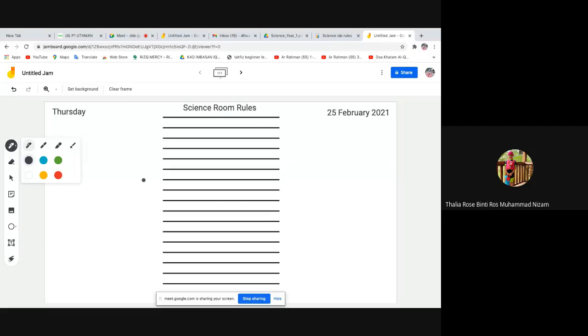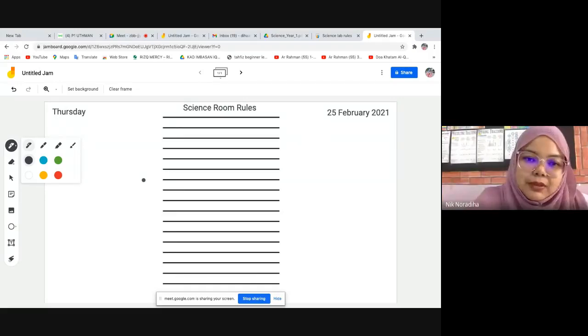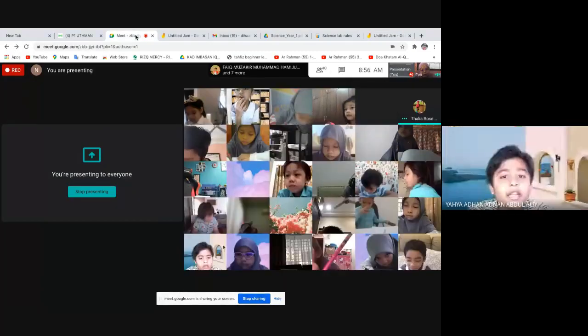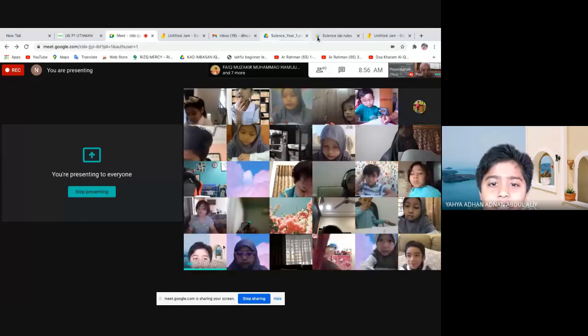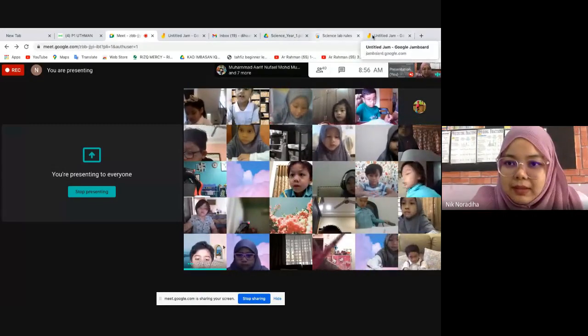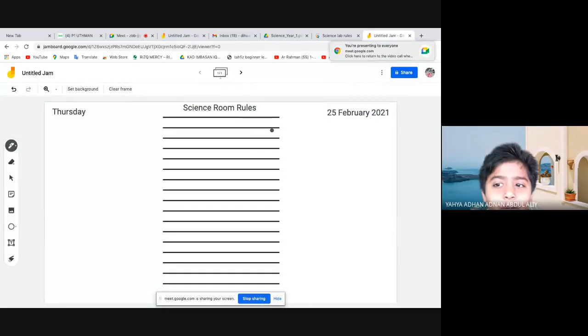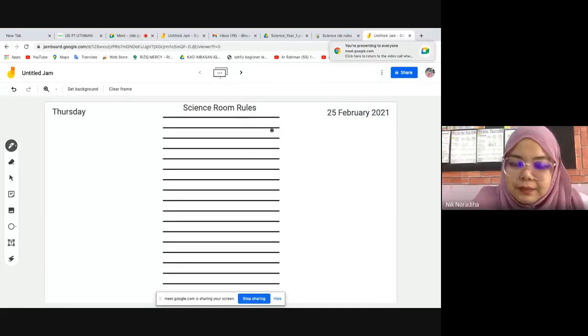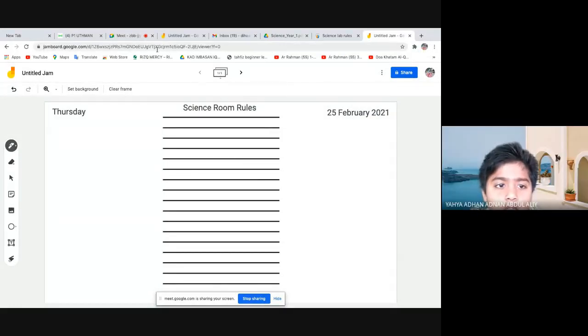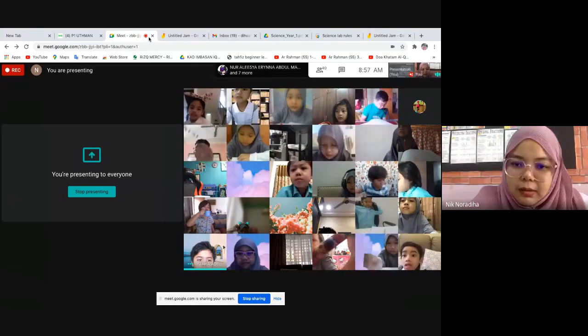Faster. Teacher, which book? Tatan book. Science Tatan book. Okay. Teacher, I cannot see your face. You cannot see my face, but can you see my screen? Now. Yeah. Can you see my screen? No, I cannot see. Wait. You need to left.